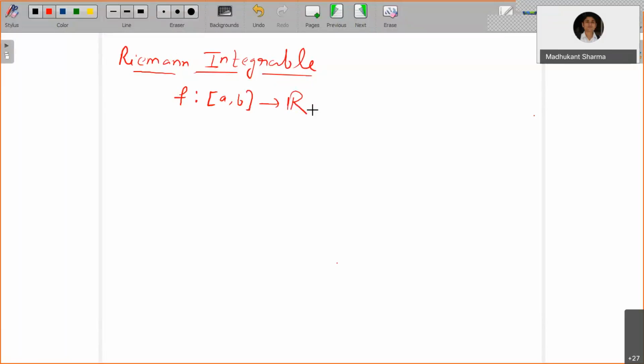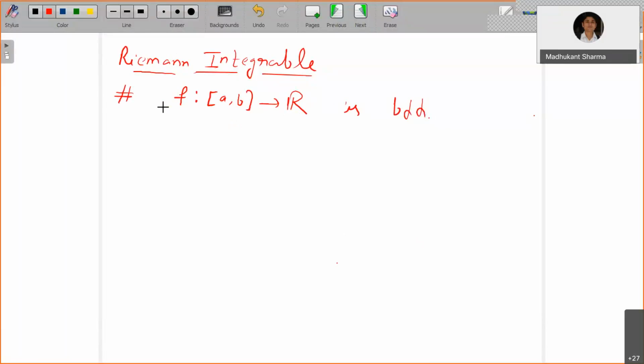What we have done in the previous lectures is we have talked about when you will say a function is Riemann integrable. The necessary condition we learned was that the function is bounded on a closed interval a to b, and we are talking about real valued functions. So the necessary condition is f is bounded.